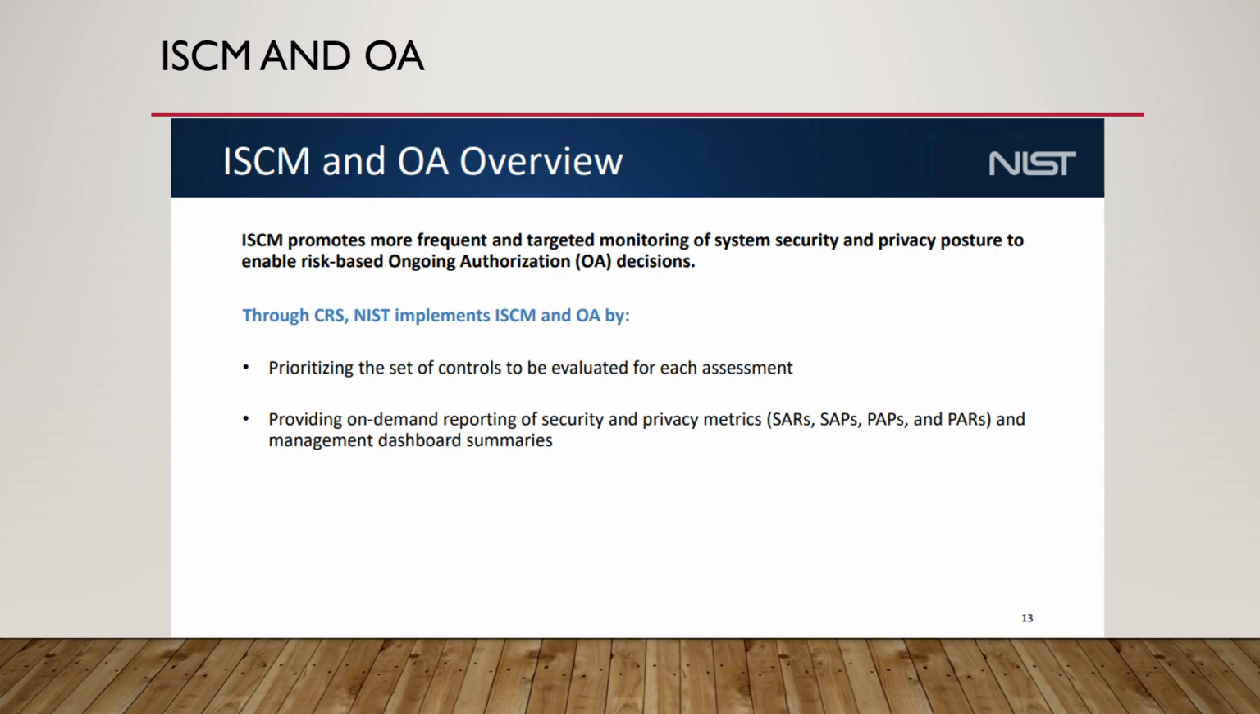ISCM stands for Information Security Continuous Monitoring, and OA, as shown on this slide, is Ongoing Authorization. Some other acronyms that appear here are SAR, which is a Security Assessment Report, SAP, which stands for System Applications and Products. Don't get this mixed up with Special Access Programs, which also has the same acronym. PAP, which is a Policy Administration Point, and PAR, which is a Performance and Accountability Report.